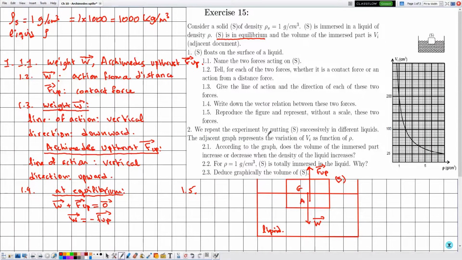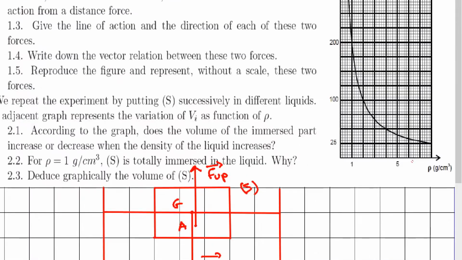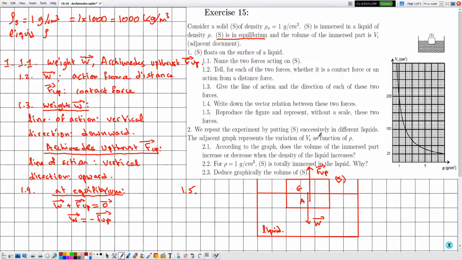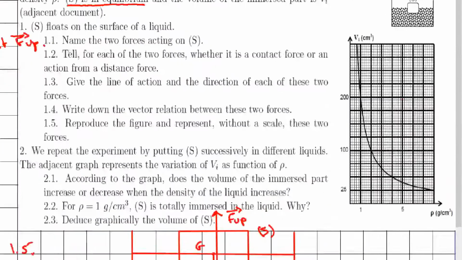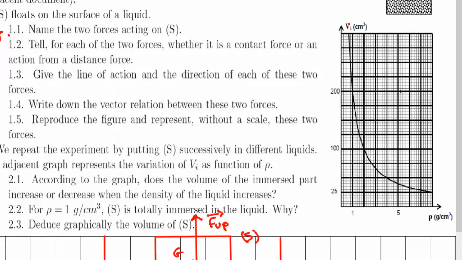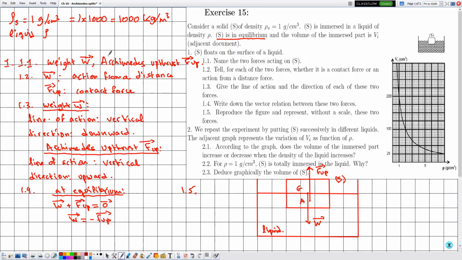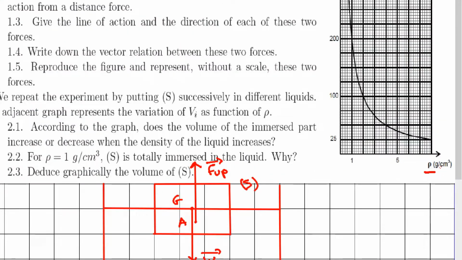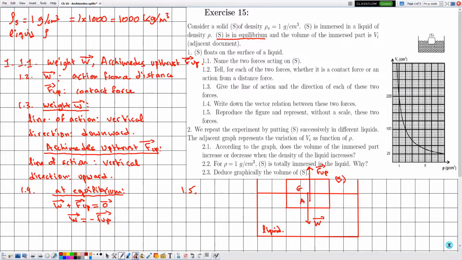So the adjacent graph, which we can now use, represents the variation of Vi as a function of rho. So here the y-axis is labeled by the quantity Vi, which represents the immersed part given in centimeter cube, whereas the x-axis is labeled by the density rho. What does rho represent? It represents the density of the liquid, having the unit gram per centimeter cube. Now let me make some space.